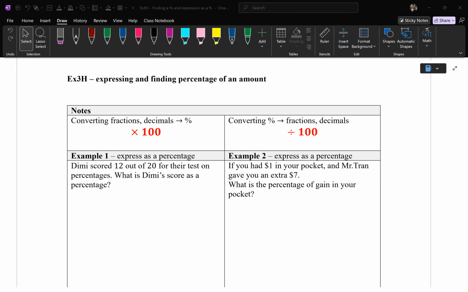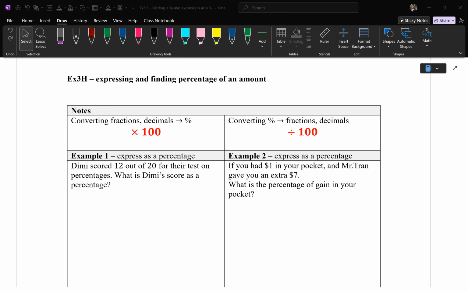Here we go. Exercise 3H. If you were here for 3G last week, then it's pretty much similar, except it's just slightly different. So hence 3H is nice and easy. If you've done 3G or had a look at it, 3H and 3G are very similar. 3I just takes what you learned from 3G and H and adds them on. I'm going to pause the video.